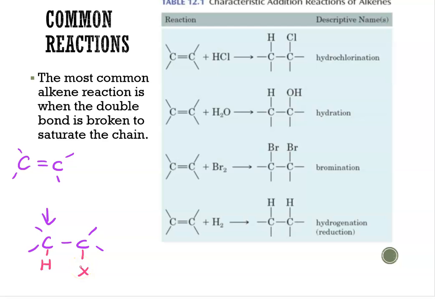We'll put two X's because you can also add two of the same thing, which we can see here in this bromination. But this X is usually indicative of a hydrogen or a halogen, like Br or Cl, or an OH group as well. So let's talk about these different reactions that we can use to add stuff to our alkene.